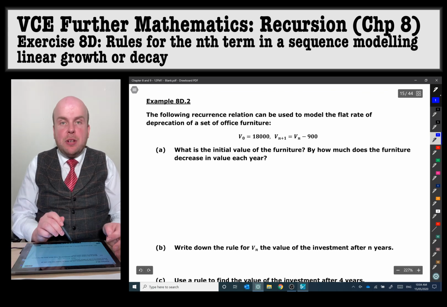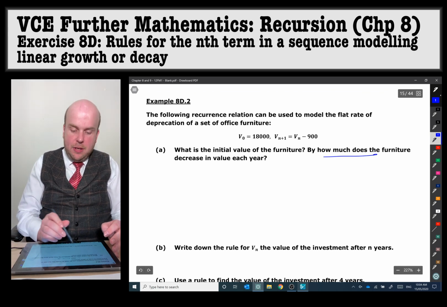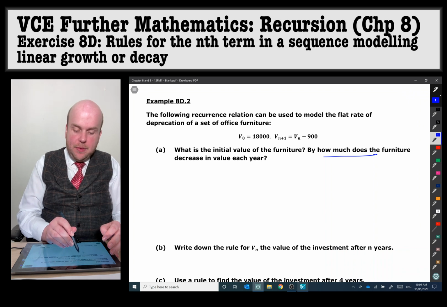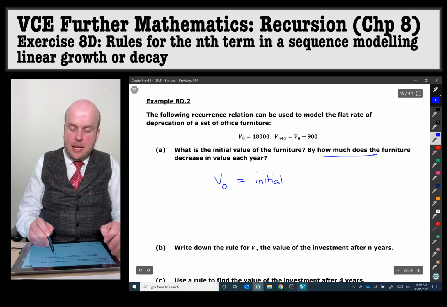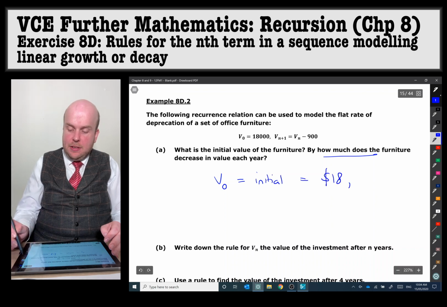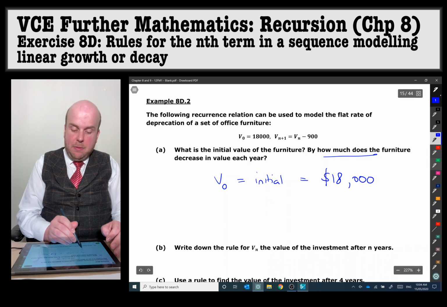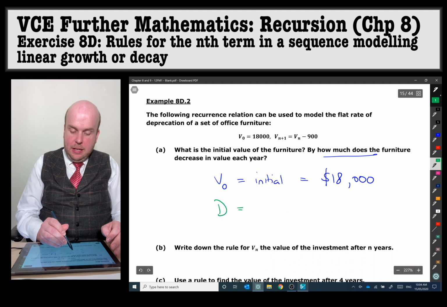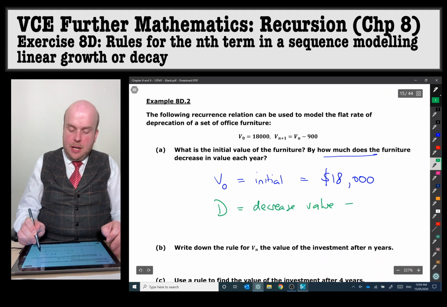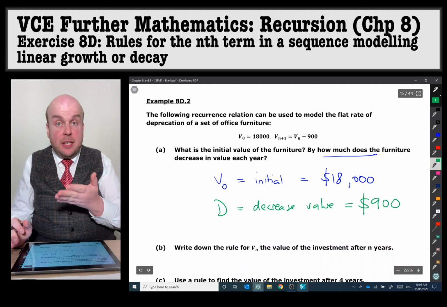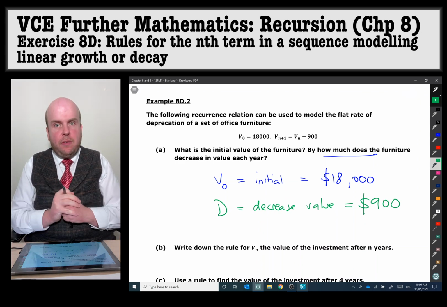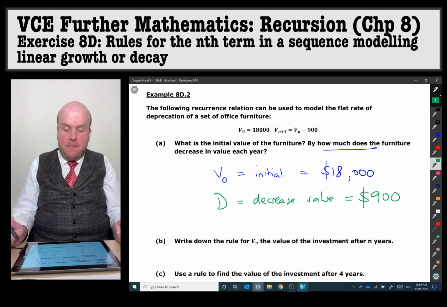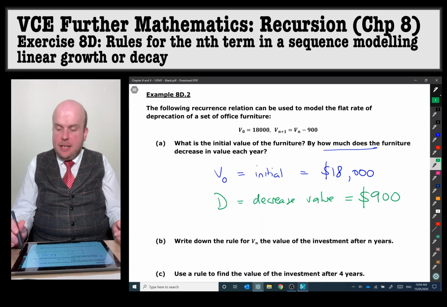It says there by how much, so this is an actual value here. So V0 is equal to the initial value, so that's $18,000. And then the amount that we're decreasing by is equal to 900. Again, if that was a different question where it asked you for the rate, then you would need to use that solve function.